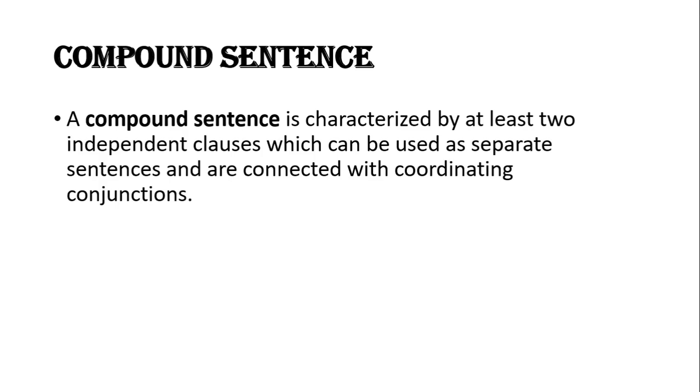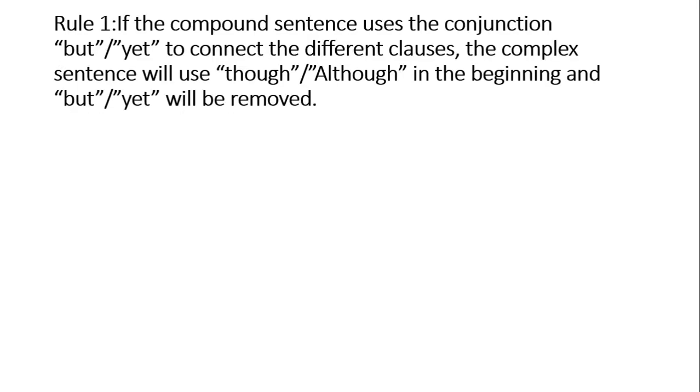A compound sentence is characterized by at least two independent clauses which can be used as separate sentences and are connected with coordinating conjunctions. Okay? So now let's move to rule number 1.